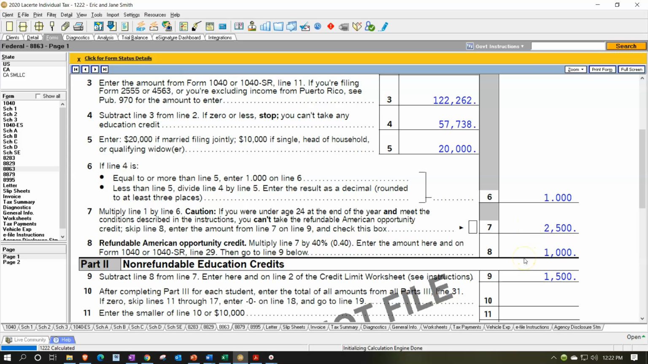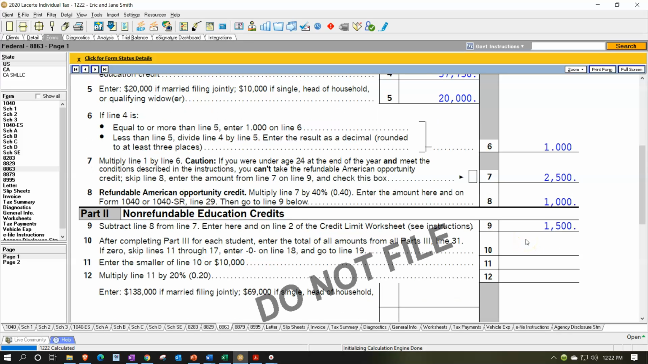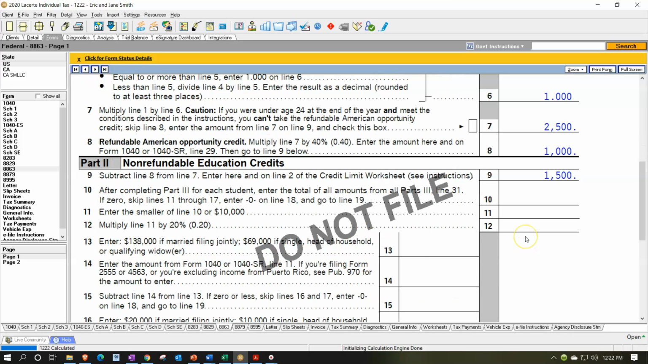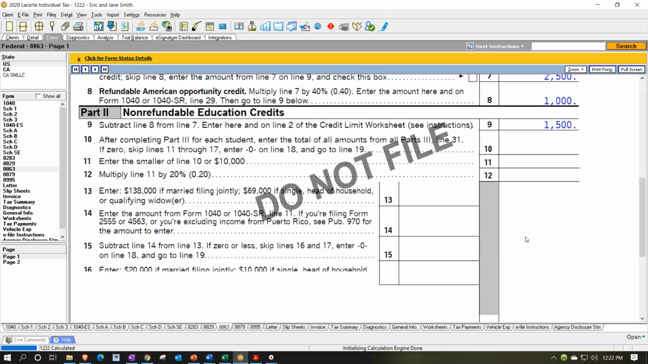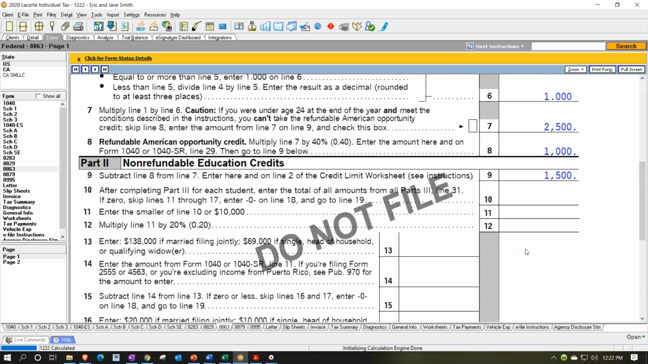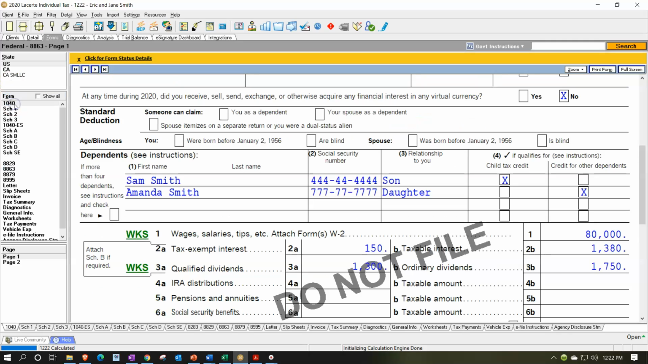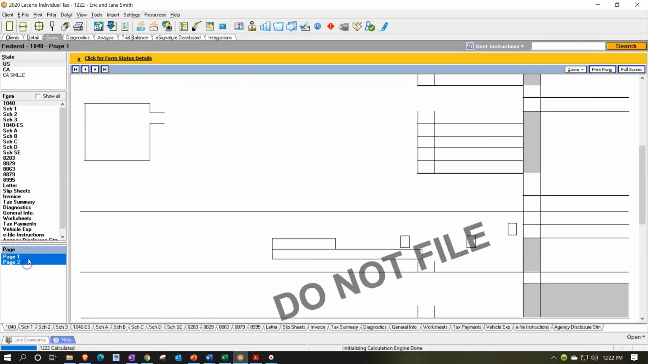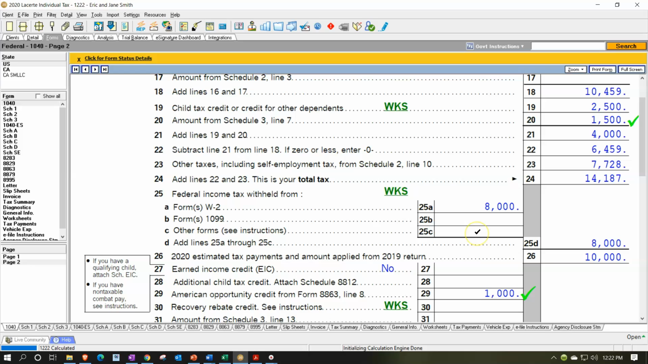And so then we have that 2,500 amount. We have the refundable American Opportunity Credit at the 1,000. That's the refundable portion. And then the non-refundable credits are going to be the rest, which would be that 1,500. So total benefit, 2,500, broken out, as you can see, between refundable and non-refundable, then showing ultimately on the 1040 page 2 in these two locations, which is a little confusing, but it is what it is.